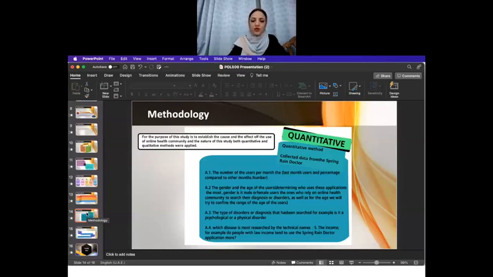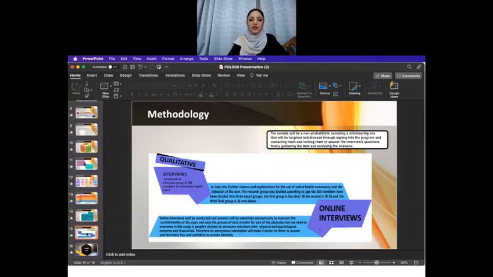Which diseases are most researched by technical name? So, for example, how many people searched the words COVID-19 symptoms instead of searching the symptoms and looking for the disease itself? Finally, the income. Does it affect usage? Do people with no income tend to use these applications because they cannot afford a visit to a doctor or not? The second part of the methodology is the qualitative, as we mentioned.